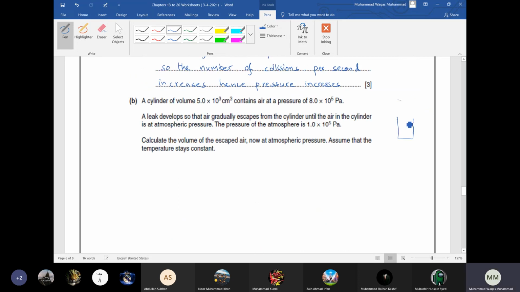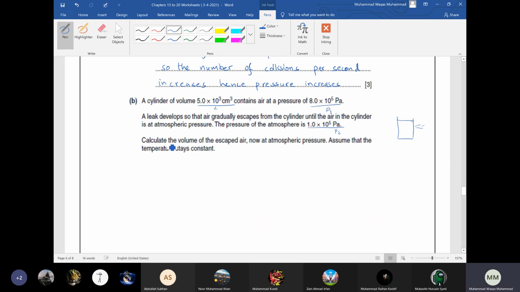Now, beta, this is a cylinder. When a leak develops, the air inside escapes, right? And, beta, this continues until the pressure of the air in the container is equal to atmospheric pressure. Atmospheric pressure means surrounding pressure, right or wrong? And we are given the atmospheric pressure. Now, beta, we know this is V1, volume 1. This is P1. And this is P2. Now P2 means all the air is at this pressure, right or wrong?